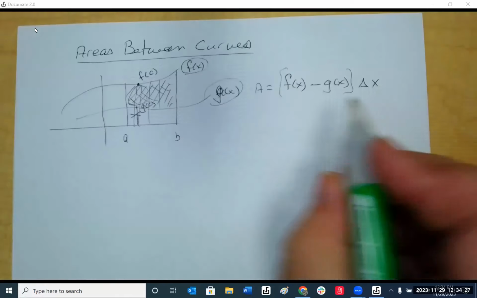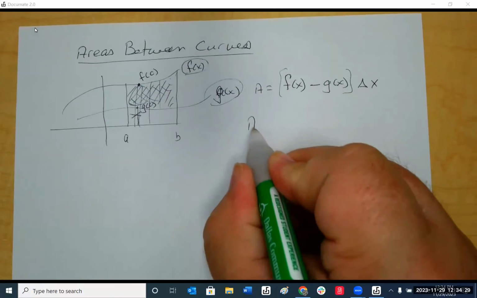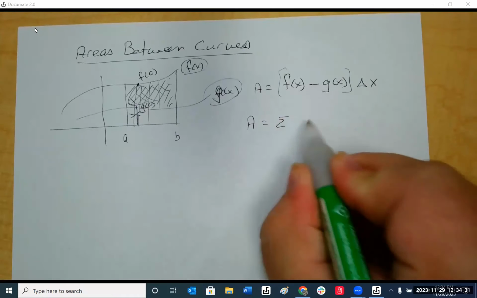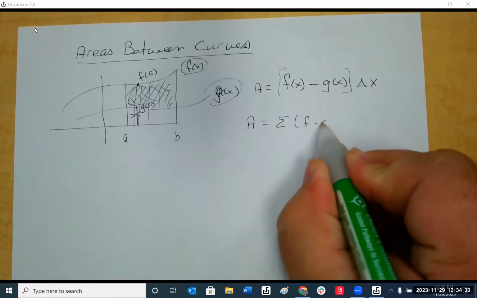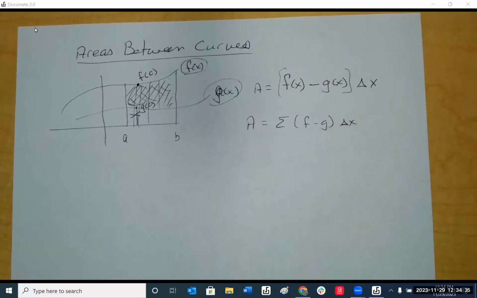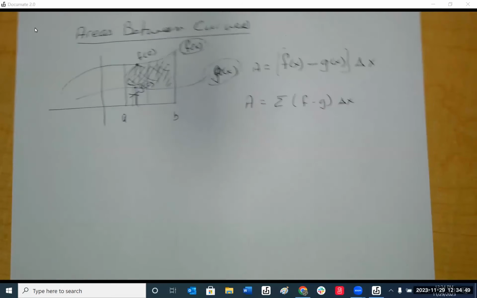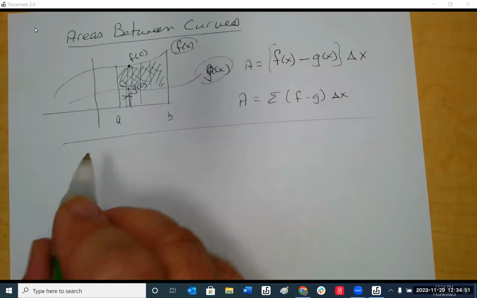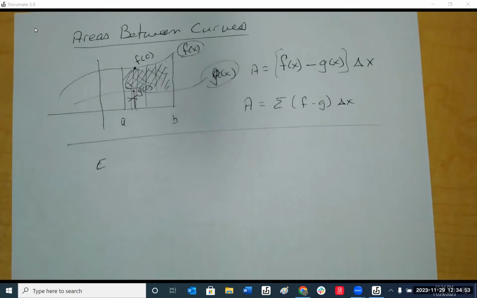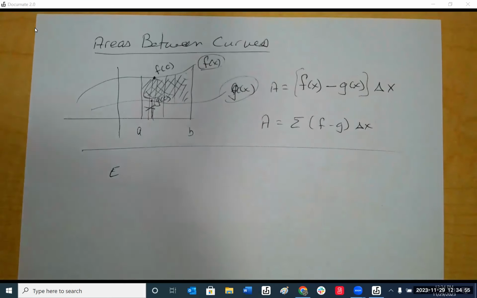So the total area is we add up all of these f minus g's times delta x's. Again, look at the Riemann sum. So let's look at this example. Did we do an example? Here's example 4. I forgot it. The definition. Okay.